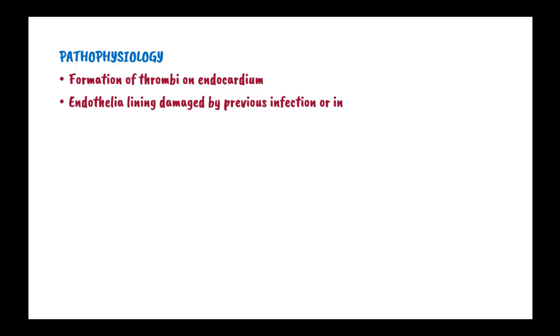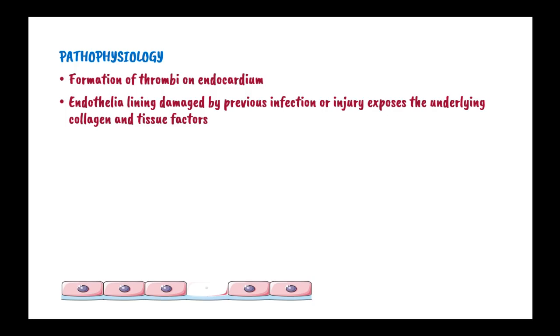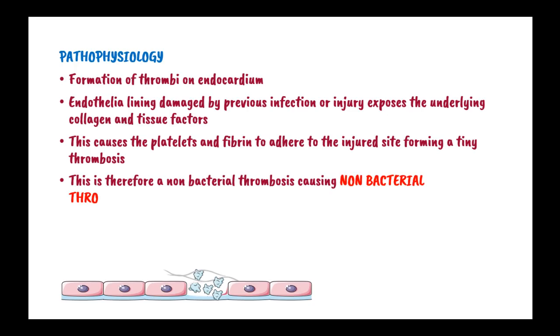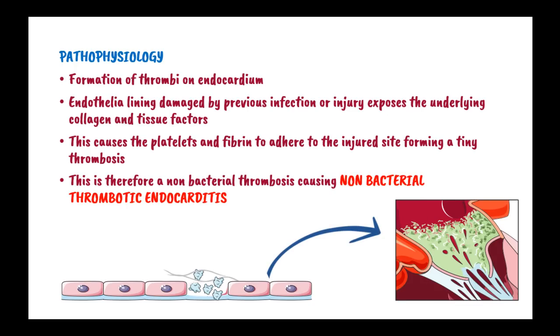The pathophysiology of endocarditis involves the formation of thrombi on the endocardium. The endothelial lining, which has been damaged previously by infection and injury, exposes the underlying collagen and tissue factors. This causes the platelets and the fibrin to adhere to the injured site, forming a tiny thrombosis. This therefore causes a nonbacterial thrombosis known as nonbacterial thrombotic endocarditis.